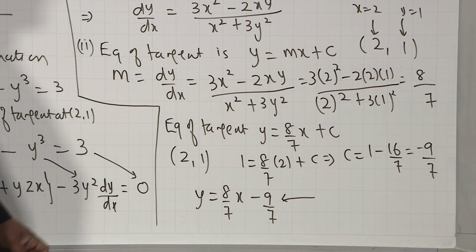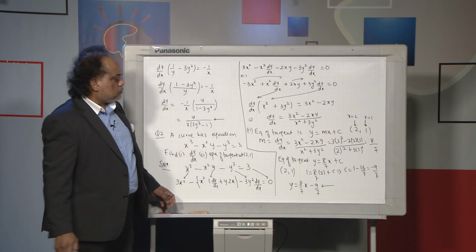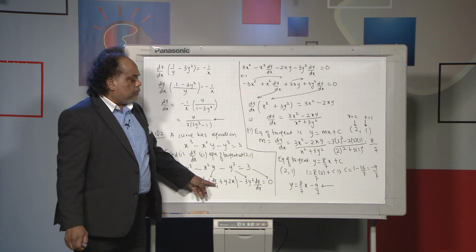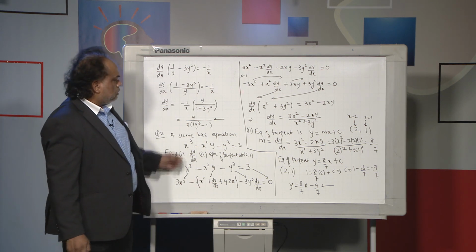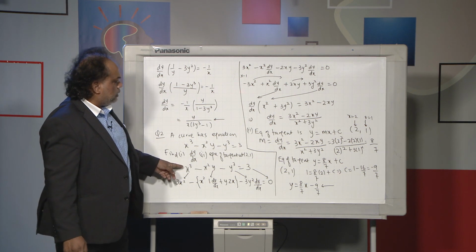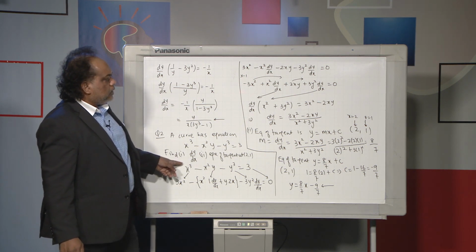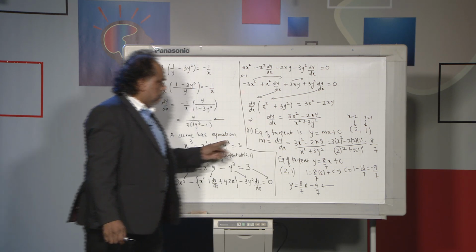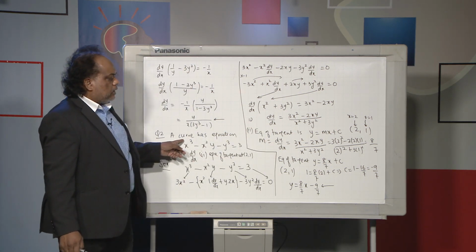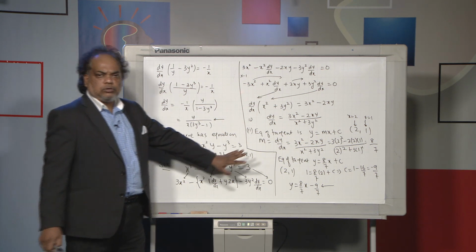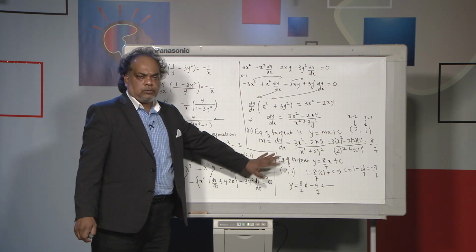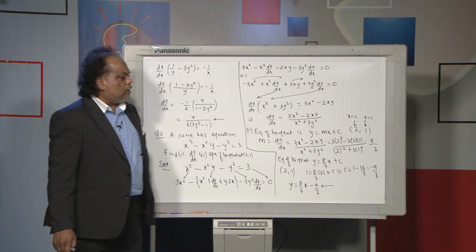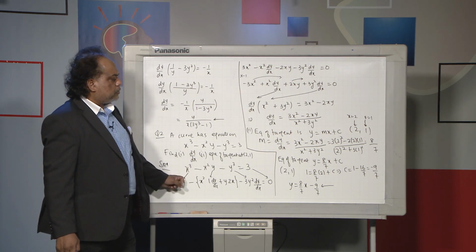So, in this example, we have shown to you how to find equation of tangent, how to differentiate the implicit equation of curve, and then using the usual technique to find equation of tangent, y is equal to mx plus c, we have been able to find the equation.